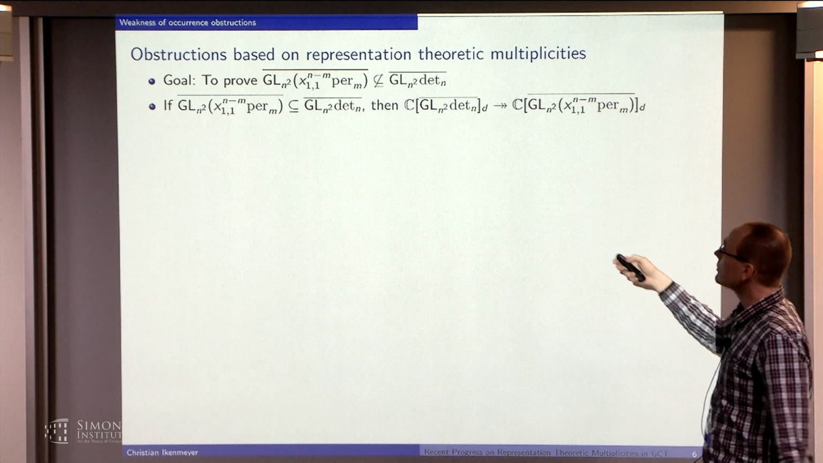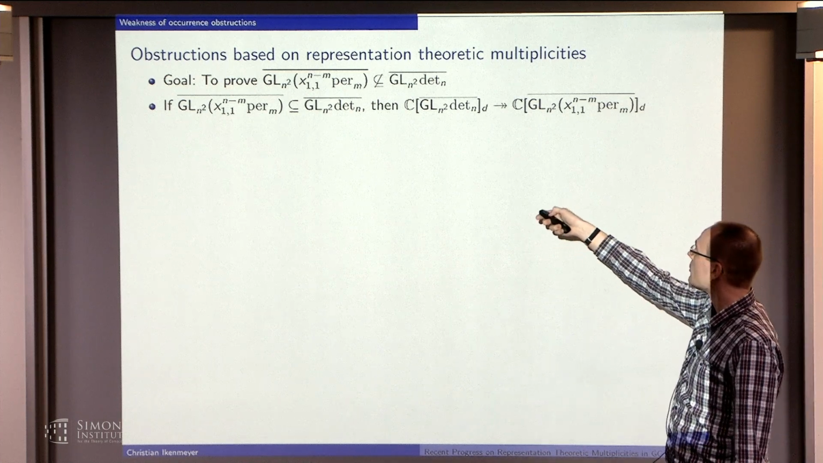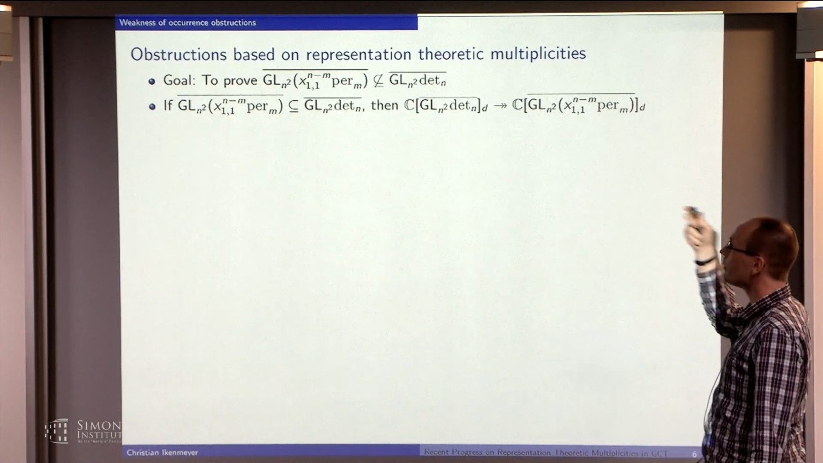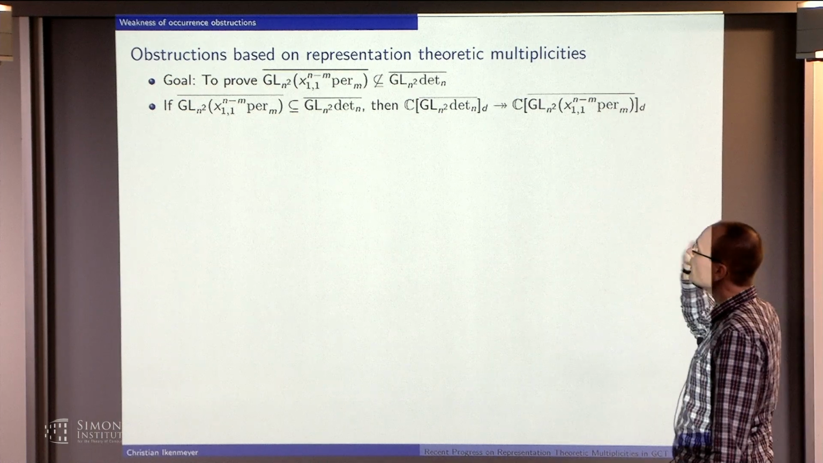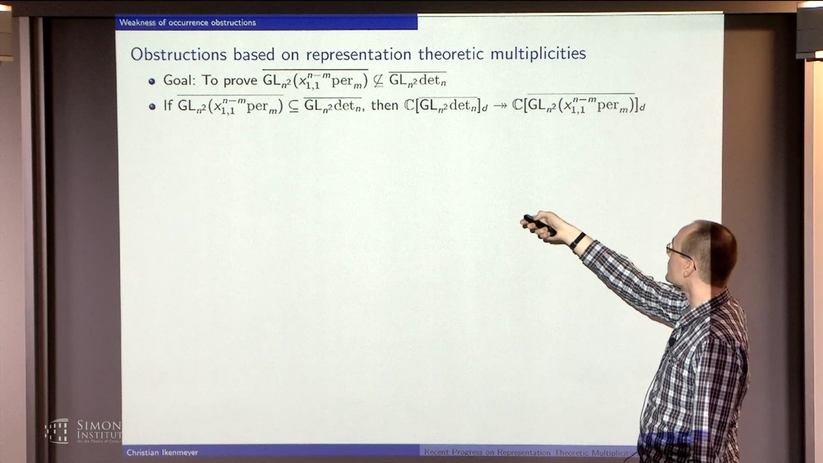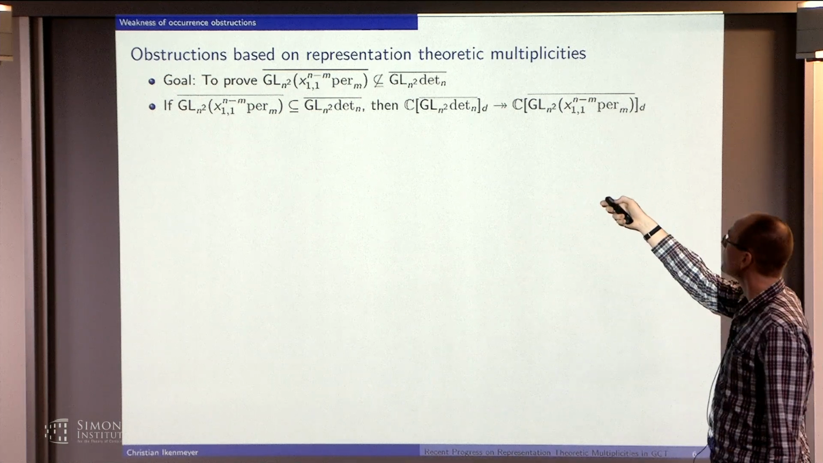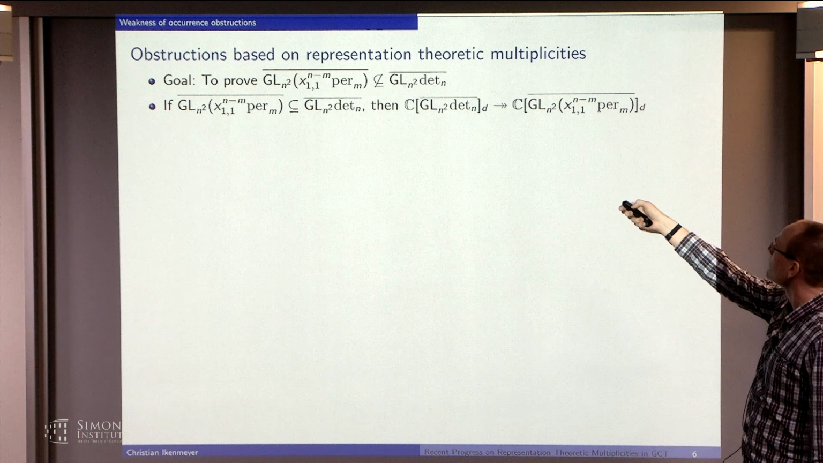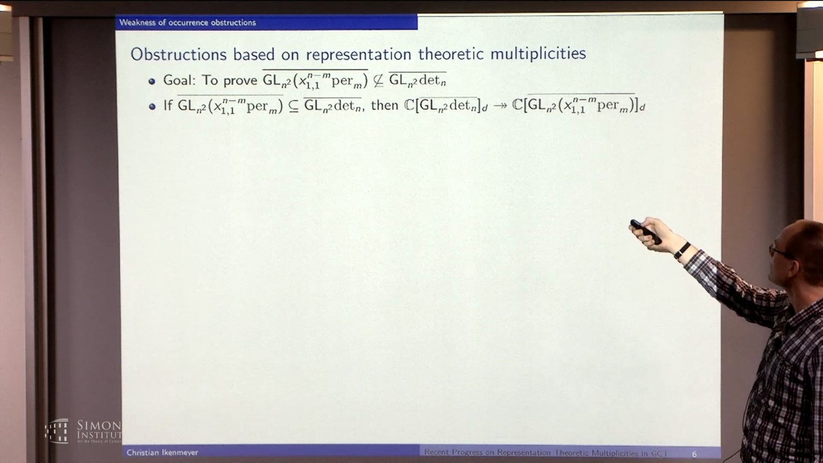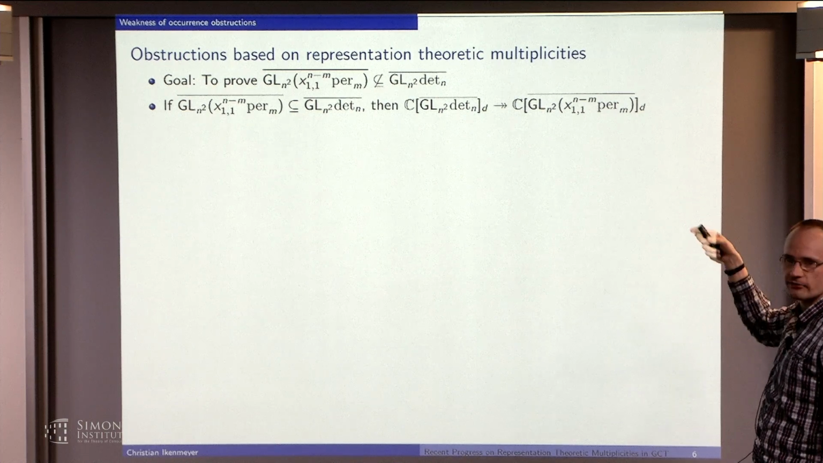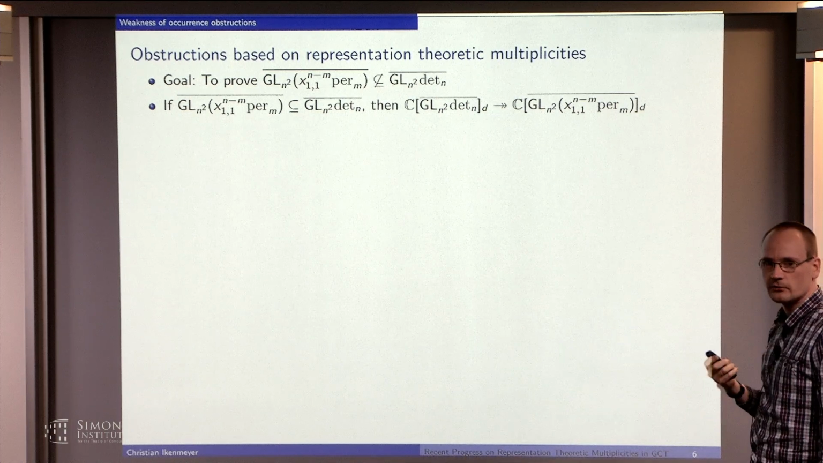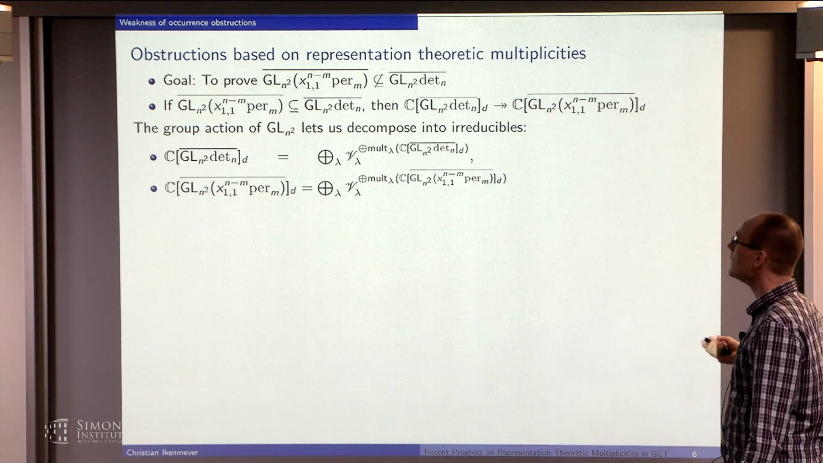Okay, going back to what we actually want to prove: we want to prove that the permanent orbit closure doesn't sit in the determinant orbit closure, right? We've just seen that if it does, then there's a natural restriction of functions from one orbit closure to the other, by just further restricting the domain of definition. And this holds also in any finite degree D. A degree D function, if you restrict the domain of definition further, is still degree D.